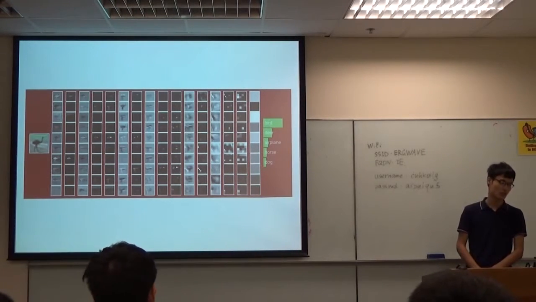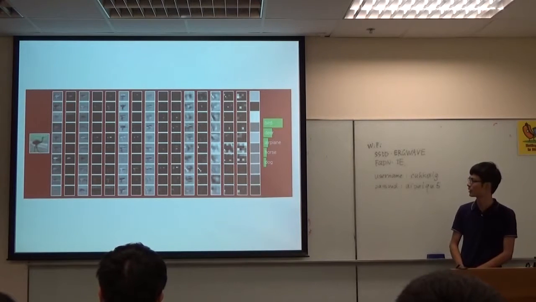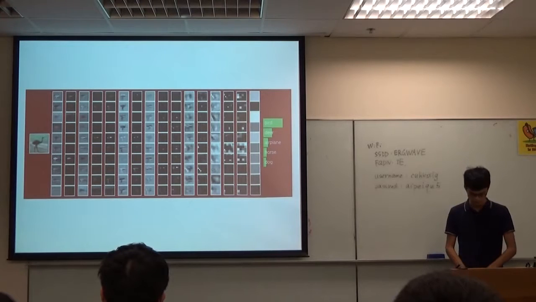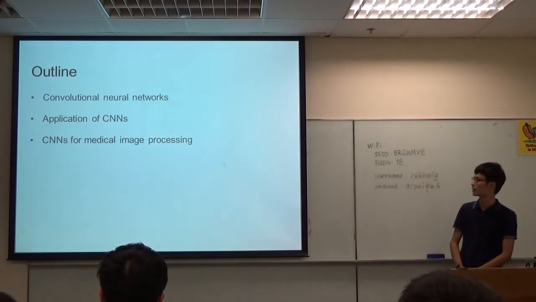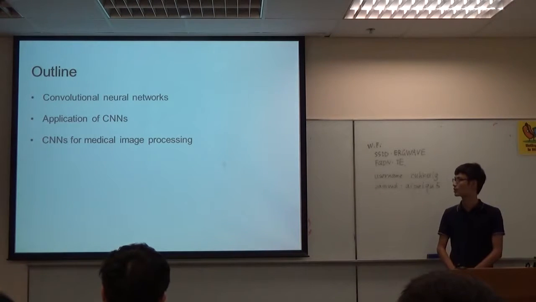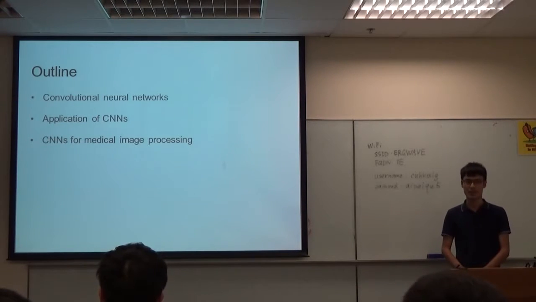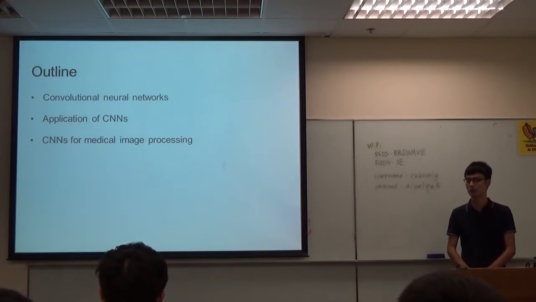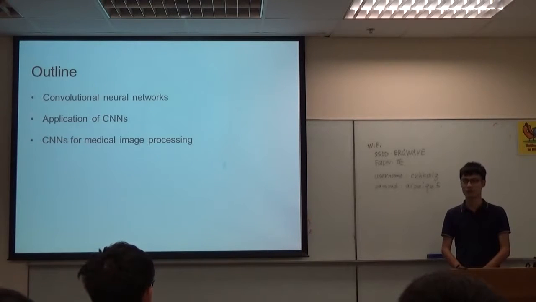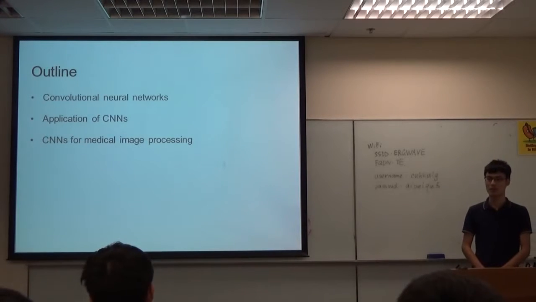This picture shows a typical architecture of CNN. It consists of a stack of layers. In today's talk, first we will introduce what CNN is, and then we will introduce the application of CNN in computer vision. And last, I will introduce lots of work of my research group about medical image processing.